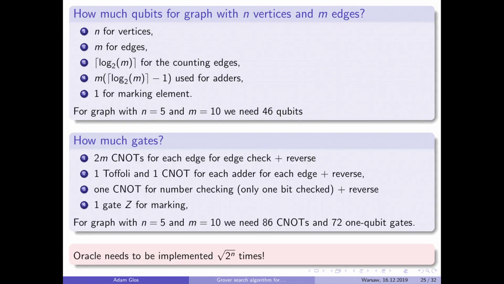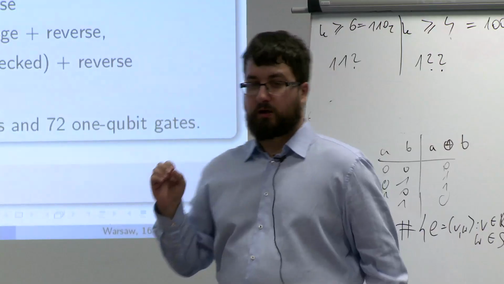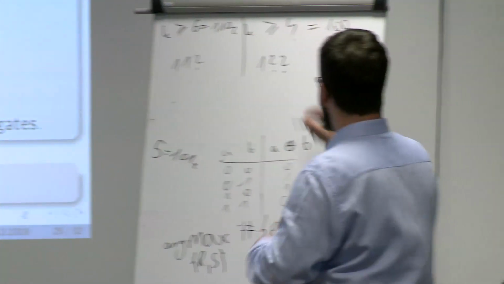Okay, so what's actually our cost? Let's take a graph with 5 vertices and 10 edges. So we need 5 qubits for storing our answer. We need m qubits for each check edge.